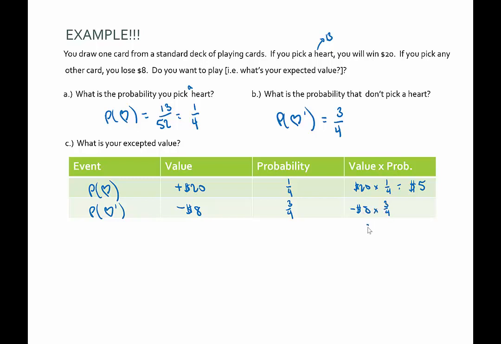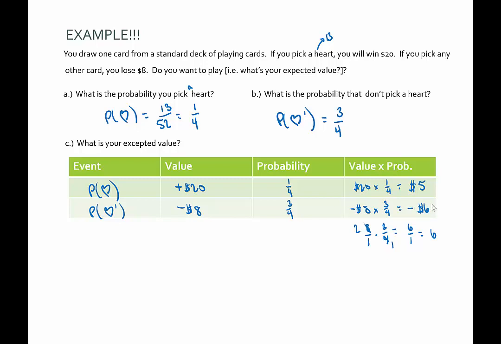In case you need to see the work, I would put 8 over 1, because if we're multiplying and one of the things we're multiplying is a fraction, I want everything to be a fraction. I'm going to simplify before I multiply. 4 goes into itself once. It goes into 8 twice. I end up with 6 over 1, which is 6. But that was a negative 8. A negative times a positive is negative.